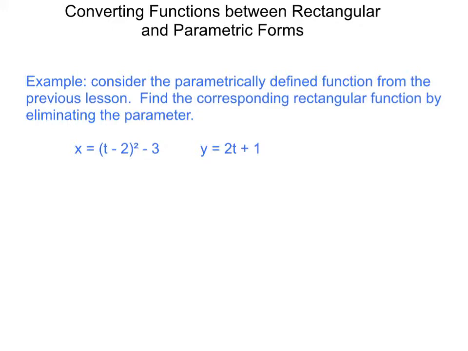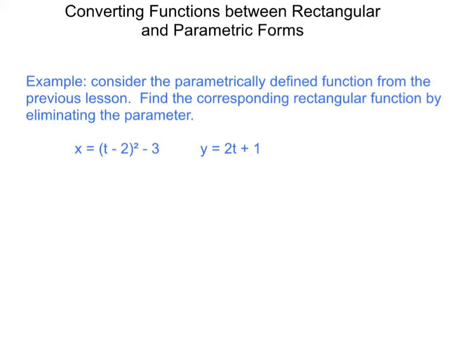So consider the parametrically defined function from the previous lesson. I want us to find the corresponding rectangular function by eliminating the parameter. So this was that one that we sort of did the table for in the previous problem. So could we find out what that thing was, right? Could we sort of do that?